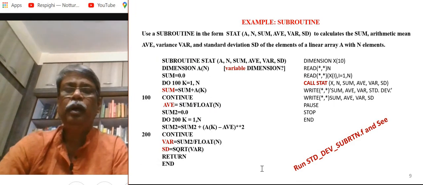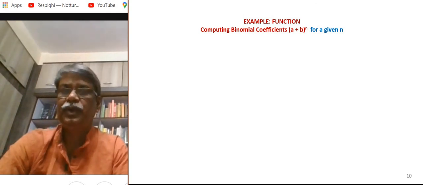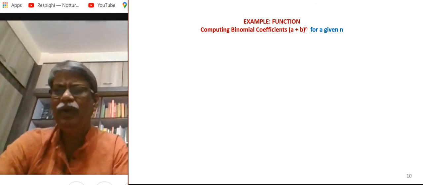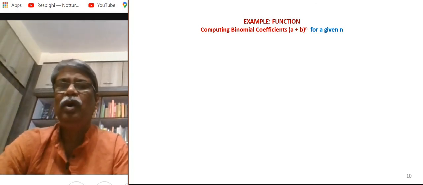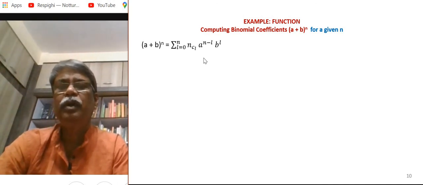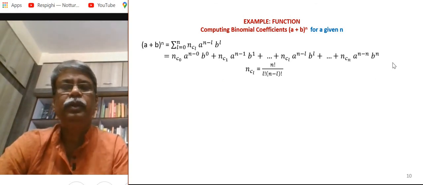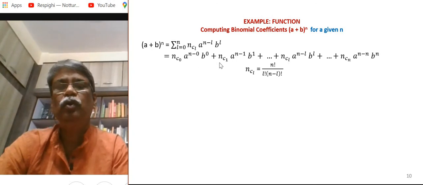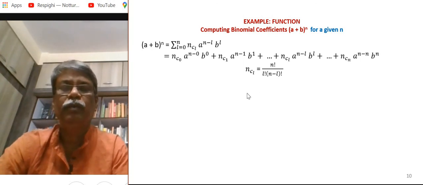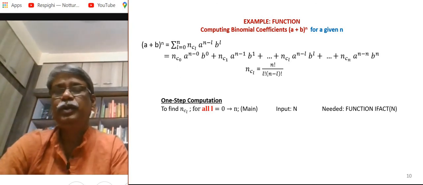So next I will go for another example, and the example is of a function this time: computing binomial coefficients of (a+b) to the power n for a given n, say (a+b) squared, n is 2, or (a+b) cubed, n is 3. This is the mathematics part: it's an expansion, we call it binomial expansion, and the coefficients nC0, nC1, nCl, nCn are given by this formula. So it requires evaluation of a few factorials, right?